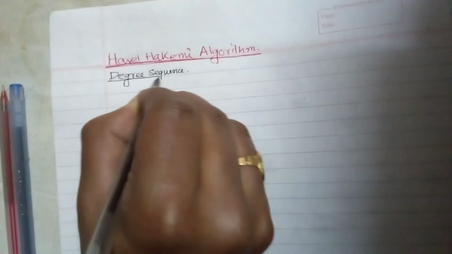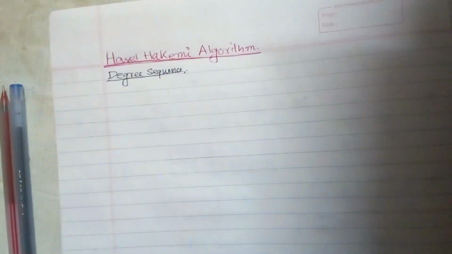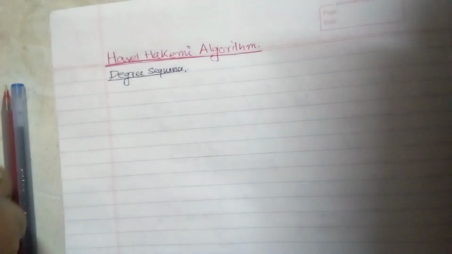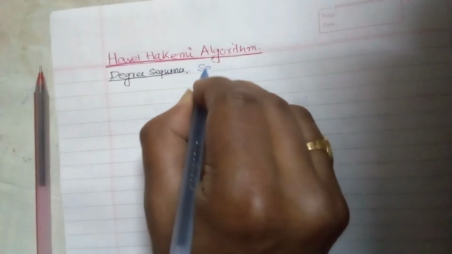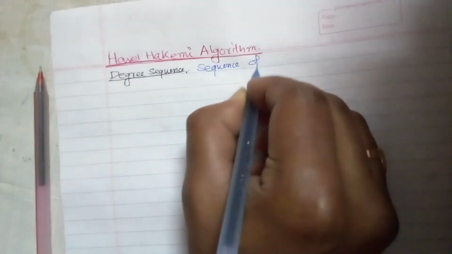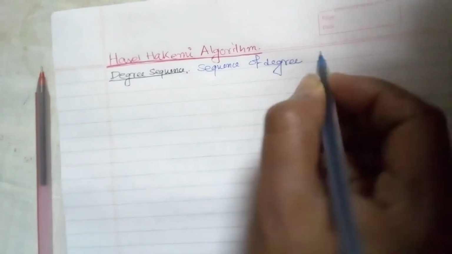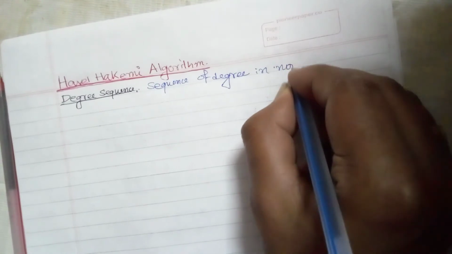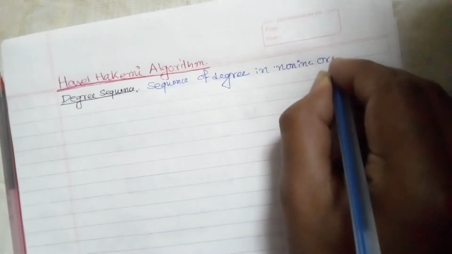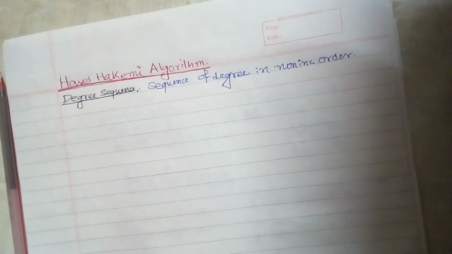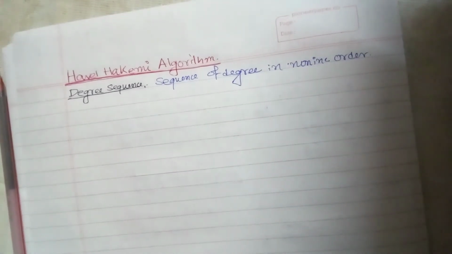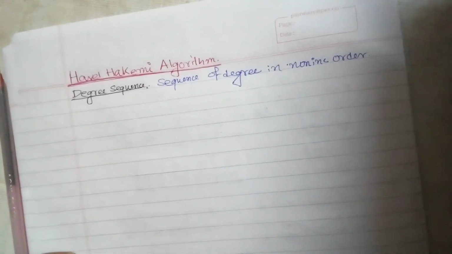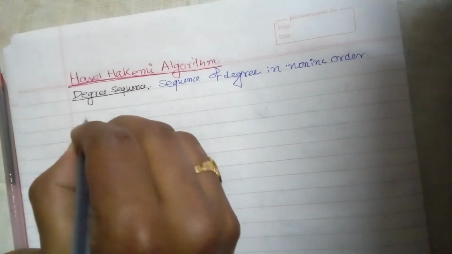Okay, so what do you mean by degree sequence? So degree sequence means sequence of degrees in non-increasing order. Okay, I'll write it for you. Sequence of degrees in non-increasing order, or you can say in descending order. Now when we take some example, it will be very clear to you. Let me take one simple graph.